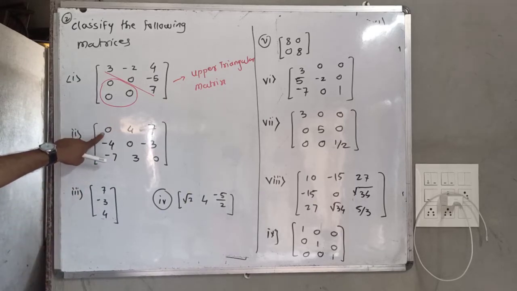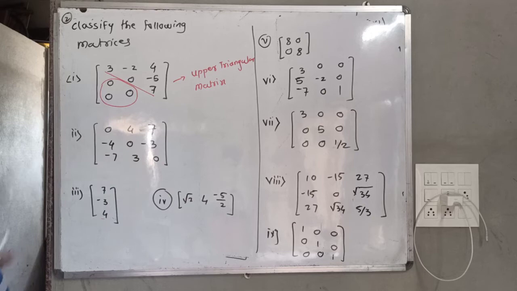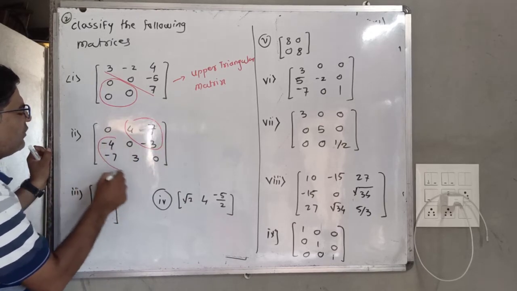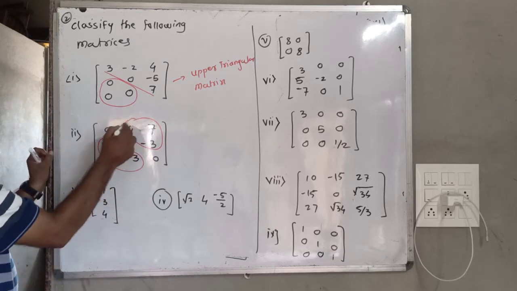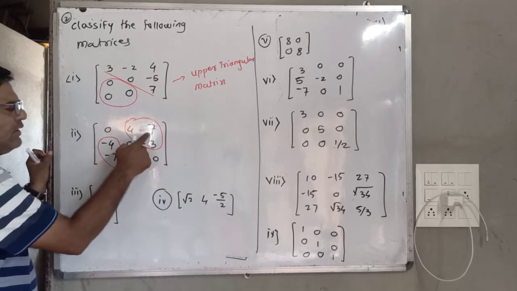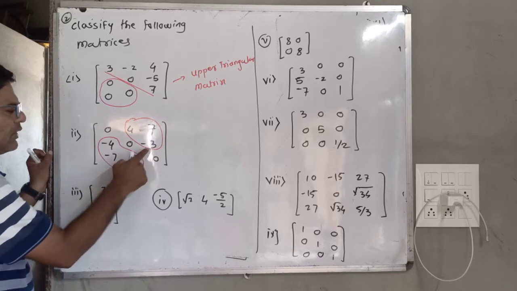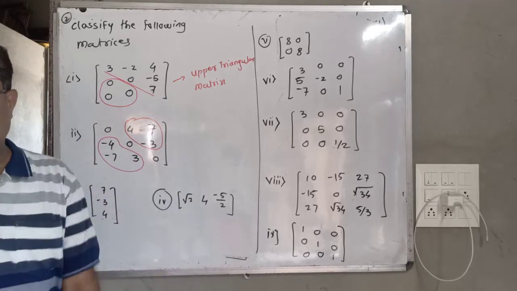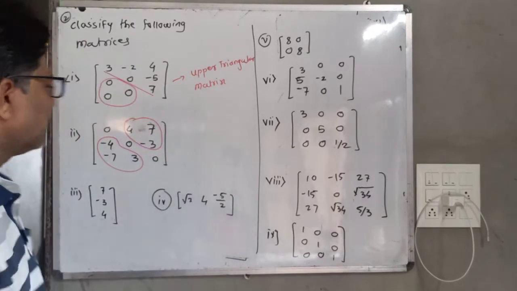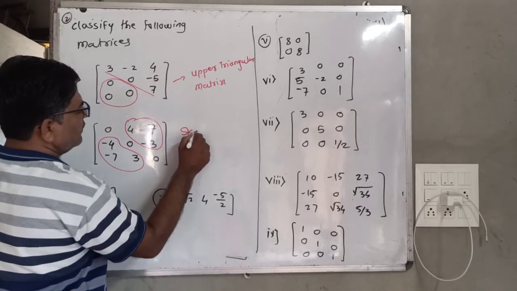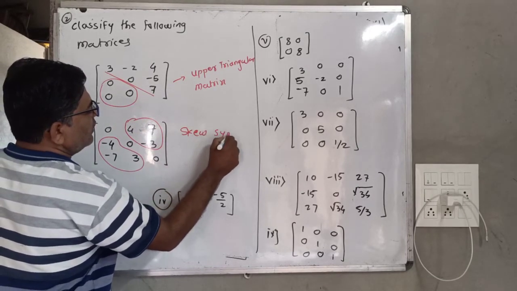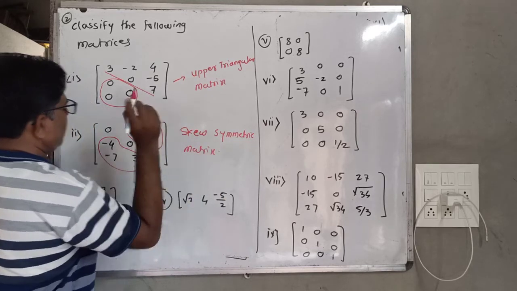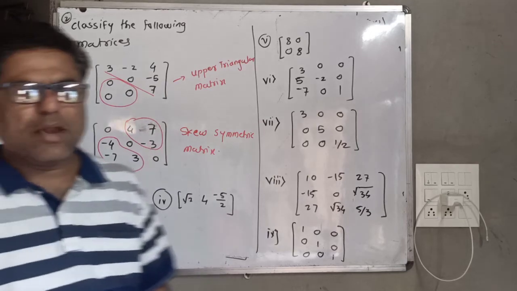Now just observe this second one, 0 4 7. If you observe this, the non-diagonal elements have the opposite sign. Here 4, here minus 4 is present. Here 7, the opposite number minus 7 is present. Here minus 3 and the opposite number 3 is present. And all the diagonal elements are 0. Then this is called a skew symmetric matrix.